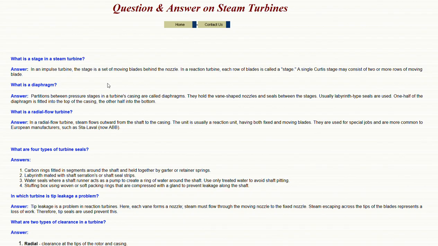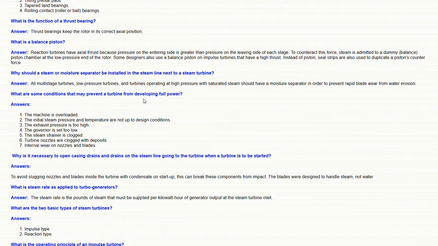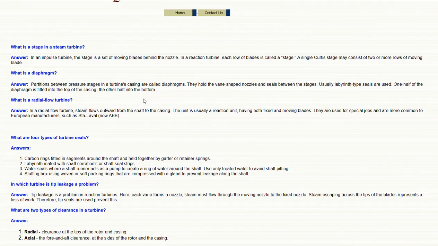In an impulse turbine, the stage is a set of moving blades behind the nozzles. In a reaction turbine, each row of blades is called a stage. Okay, you have to understand. A single stage may consist of two or more rows of moving blades. You have to know a stage means a stator, fixed blade, and a moving blade. We can say combined that into one stage. There are multiple stages in steam turbines. That all depends on our requirements.